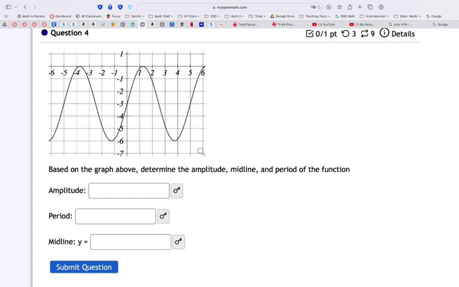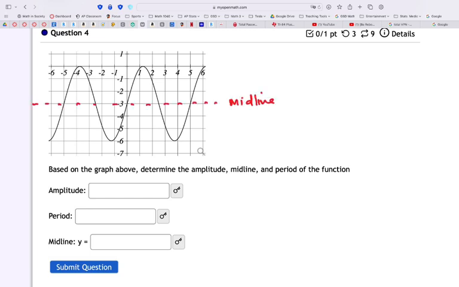Okay, so this question, you need to look at the graph and then decide where the amplitude is, the midline, and the period of the function. Now, the way I look at this question, it's always easier to actually find the midline, because we use the midline to draw graphs typically, right? To begin with, we use the midline. So let's try to find the midline here.